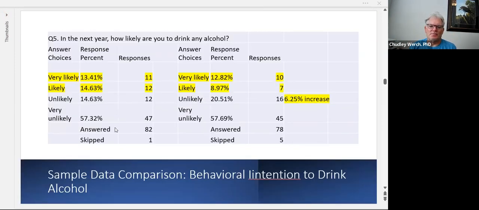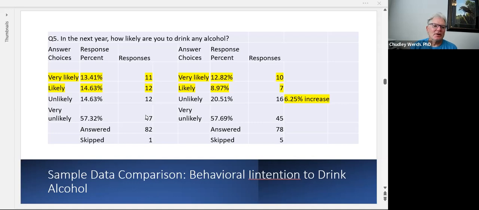Here's another example, pre-post comparison, behavioral intention to drink alcohol. Here, we looked at both, we added very likely and likely. So the question is, next year, how likely are you to drink alcohol? Very likely and likely, and you can see those numbers went down. Very likely went from 13% to 12%. Likely went from 14% to 8%. Add those up, the total is about a 6+% change, that should actually be a decrease in the likelihood of them drinking in the future. That's behavioral intentions. That's really important. That should be a decrease.